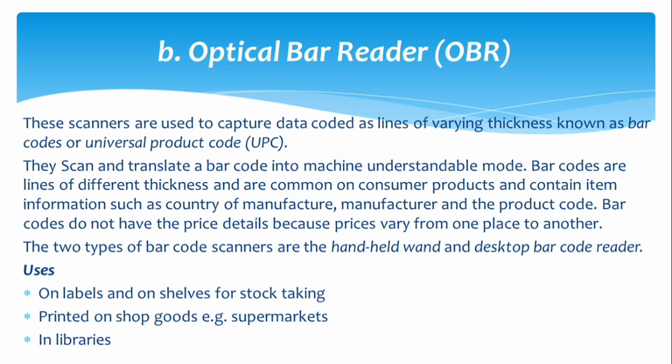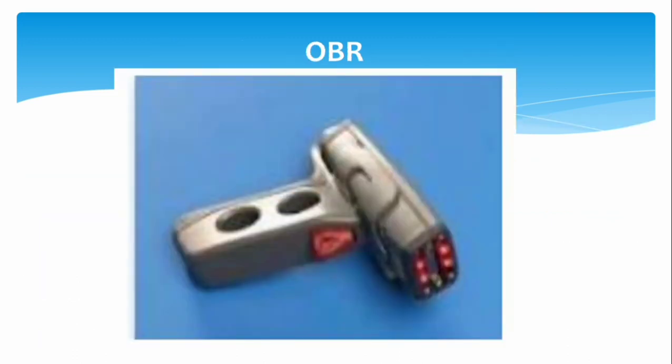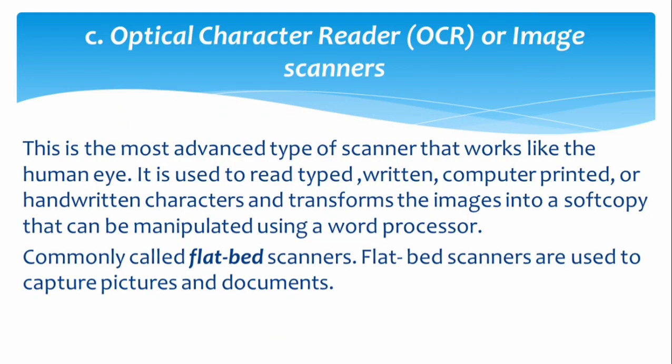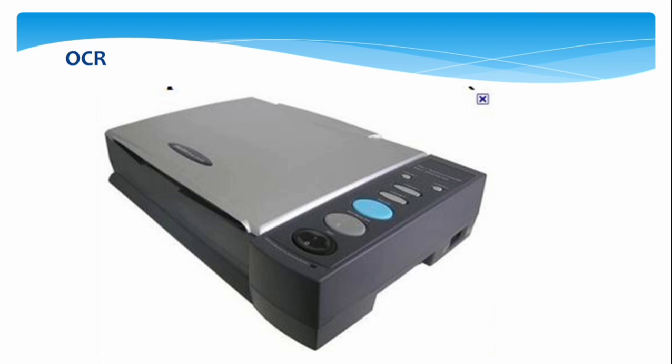We have an image here, this one handheld, and we also have the one for the table. So these are very common in supermarkets. Then we also have OCR. These are flatbed scanners. They also convert hard copy documents or images or pictures to soft copies or to digital formats. It may even be something written by hand, which you scan. Very common in cyber cafes. When you go there for a scanning of a certificate or a document, that's what you will get. This is an image of a very common scanner in offices.